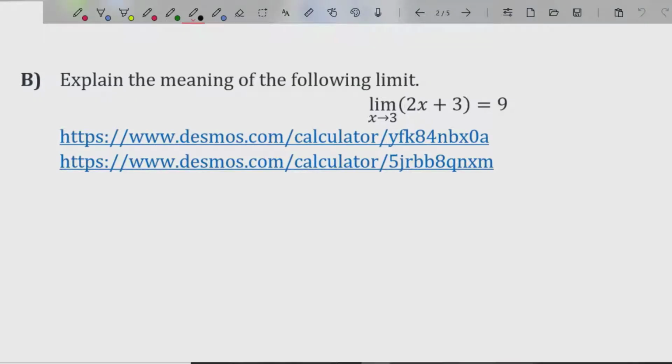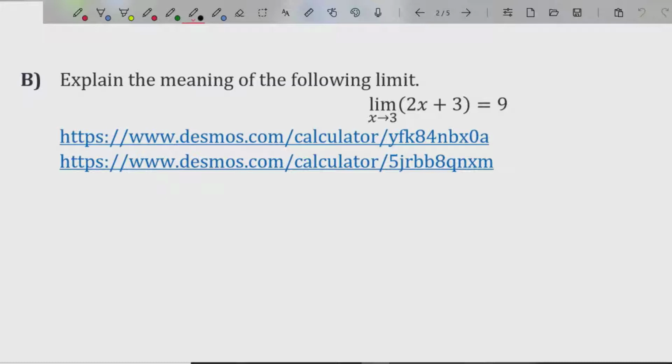So let's go ahead and explain how that concept of an open interval can be used to help us understand the meaning of this limit. Limit as x approaches 3 of the function 2x plus 3 is equal to 9.